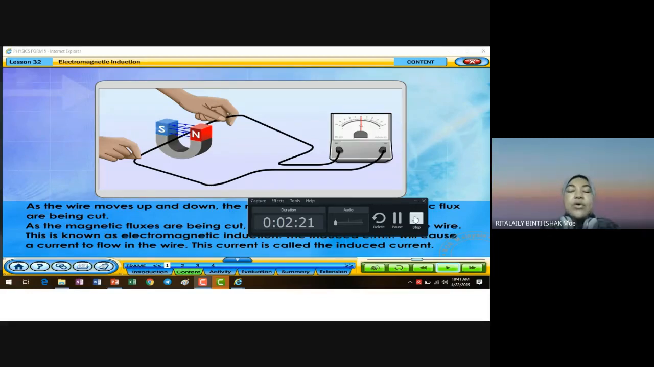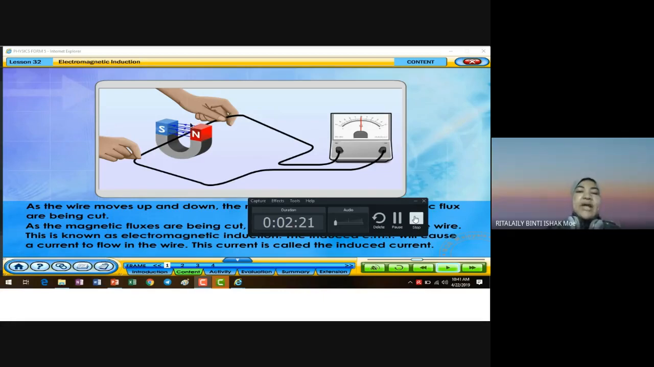Okay, so we can produce current from a magnet. Okay, so in order for us to produce current from a magnet, we need to change the magnetic field. So how do we change the magnetic field? Is by cutting the magnetic flux. Okay, magnetic flux is actually magnetic field lines. So we can use either cutting magnetic field lines or cutting magnetic flux.